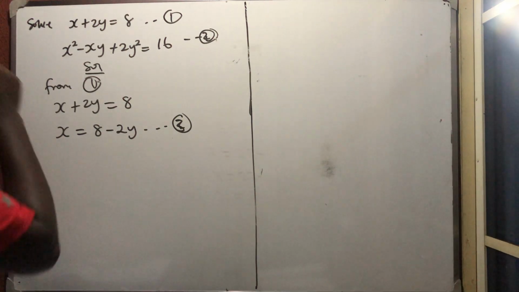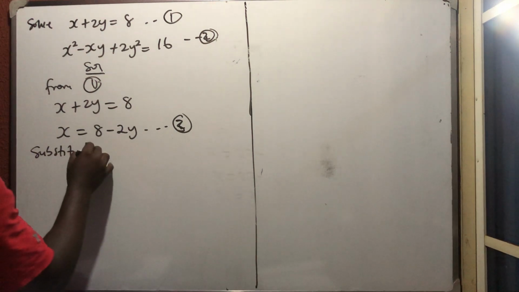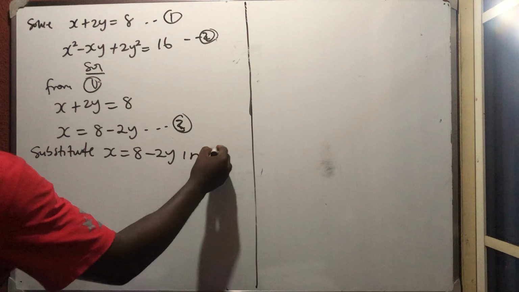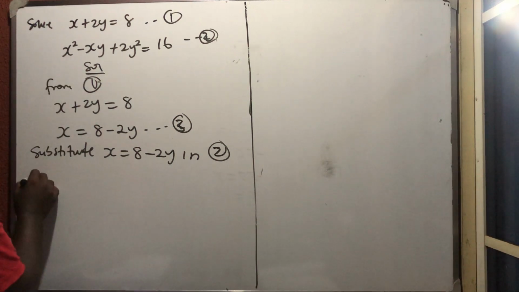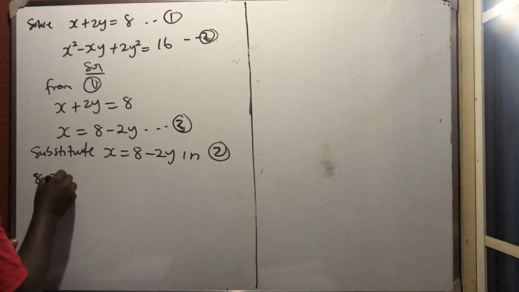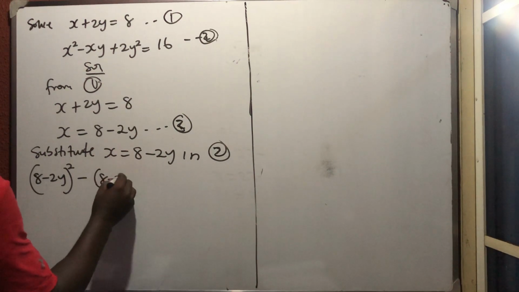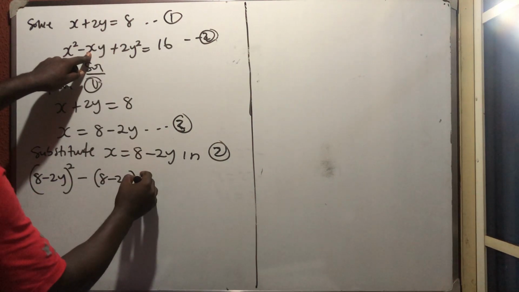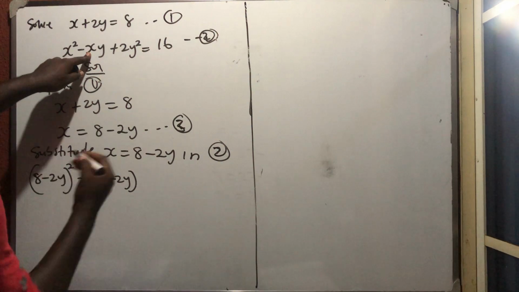So let us substitute it in equation 2. Substitute x, which is equal to 8 minus 2y, in where? Equation 2. So anywhere I see x in equation 2, I'll put 8 minus 2y. So I'm coming here. I have what? 8 minus 2y, all bracket squared, minus 8 minus 2y. I'm putting it here. Then bracket what? y. In fact, let me put that y here. It's the same thing.